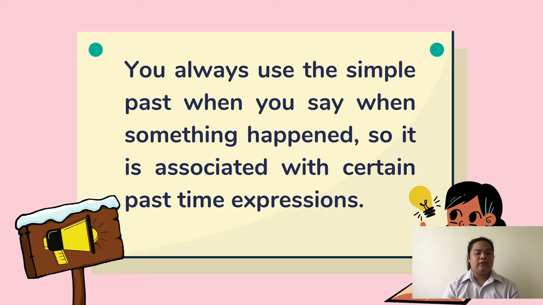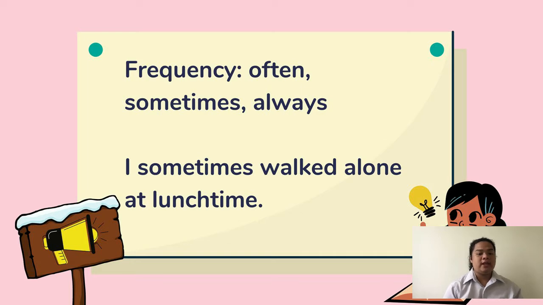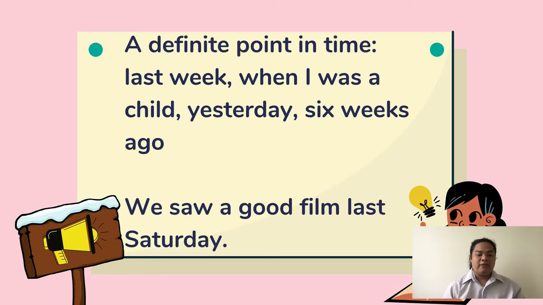So for example, in frequency, we have often, sometimes, and always. So I sometimes walk alone at lunchtime. So we have the frequency word sometimes. And an example of a definite point in time is last week, when I was a child, yesterday, 6 weeks ago. So for example, we saw a good film last Saturday. So last Saturday is a definite point in time.